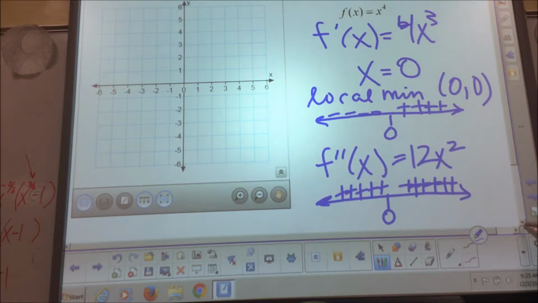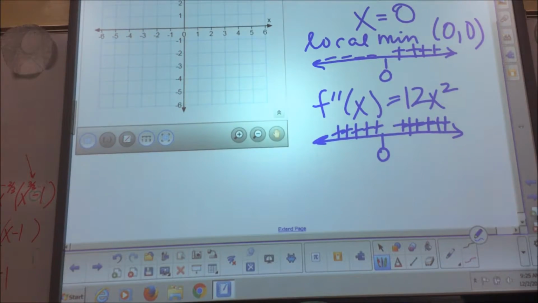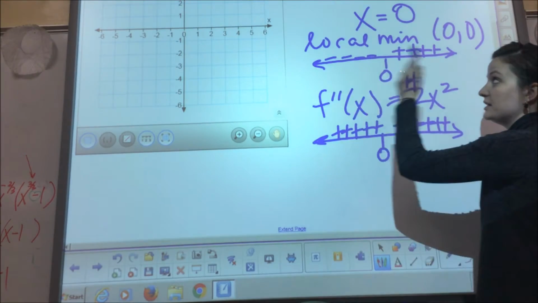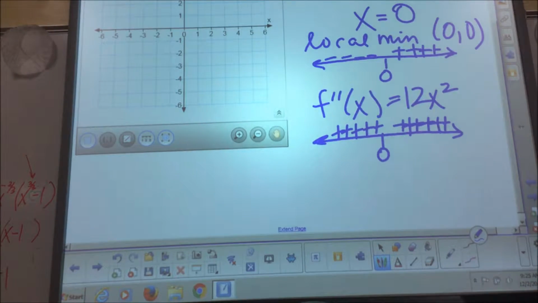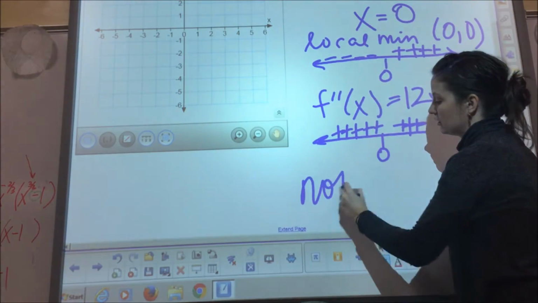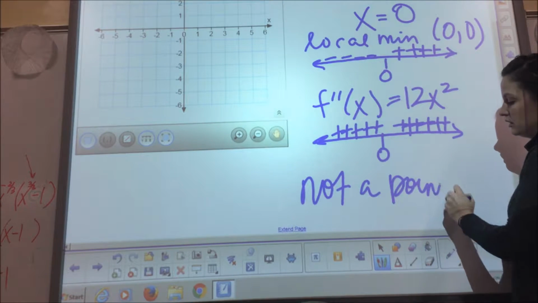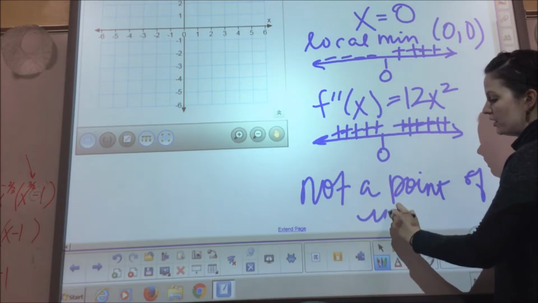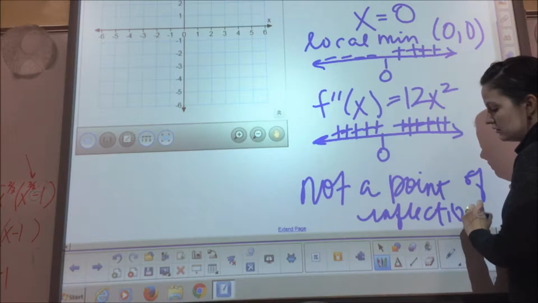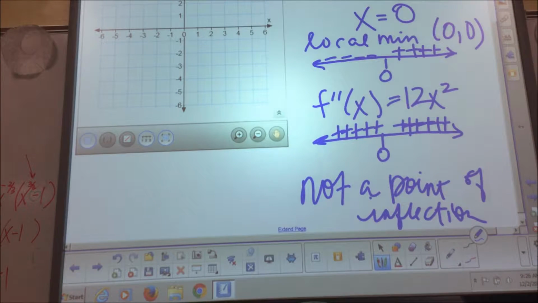So what does this tell us about point 0? So what is it not? So what would we say about this function in general? It's not a point of inflection. So does this graph have a point of inflection? No. So what does that tell you about the graph? The concavity does not change. What is the concavity, Michael?